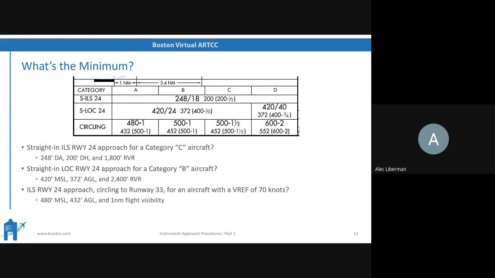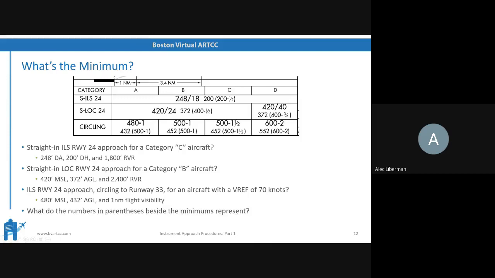So it's a 480 foot MSL MDA. It's a 432 foot AGL, but remember that's reference only. And you need 1 mile, I believe it's a statute mile of visibility, because I believe that all visibilities are given in statute miles. I will double check on that for you as we go here. But in either case, those are close enough. For ILS runway 24 approach, circling to runway 33. Remember, this is a circling approach now. 480 feet on the altimeter, 1 mile of forward visibility.